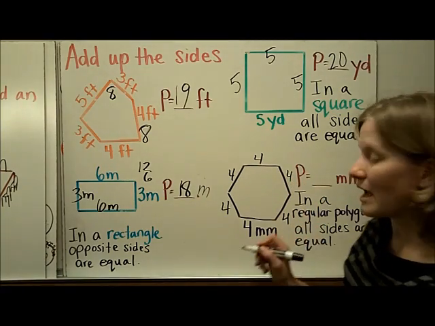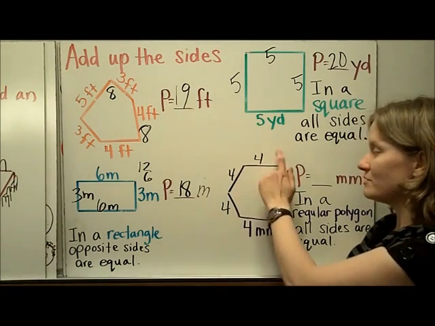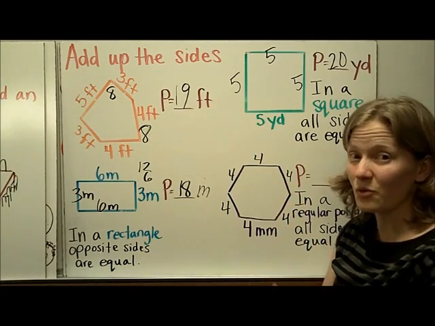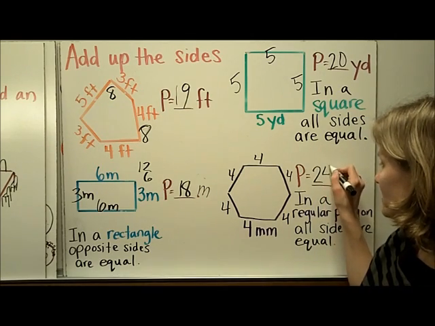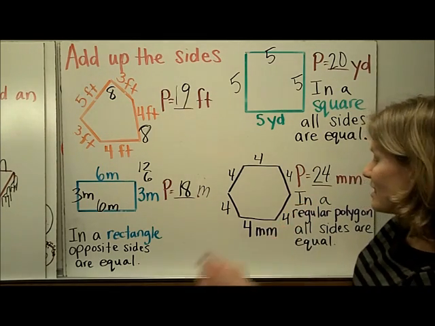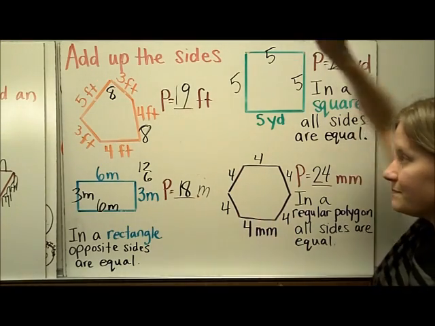This has 6 sides. It's a hexagon, so I can do 4 plus 4 plus 4 plus 4 plus 4 plus 4, or just 4 times 6, because there are 6 sides. So this polygon is 24, 4 times 6 millimeters. The perimeter is 24 millimeters.